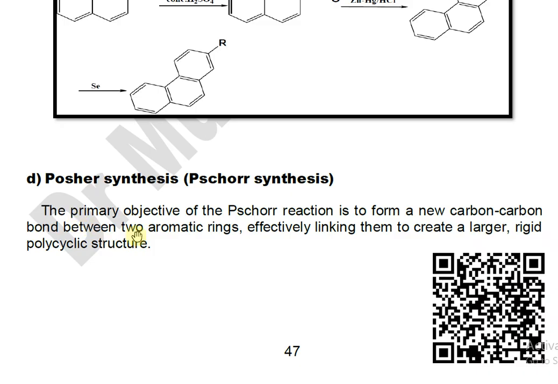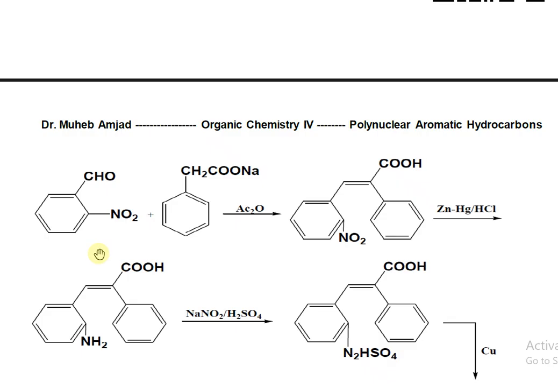The primary objective of the Pschorr reactions is to form a new carbon-carbon bond between aromatic rings, effectively linking them to create larger rigid polycyclic structures, like this here. So what we have here is a carbon-carbon new bond in this area between the aldehyde and the CH2 group.